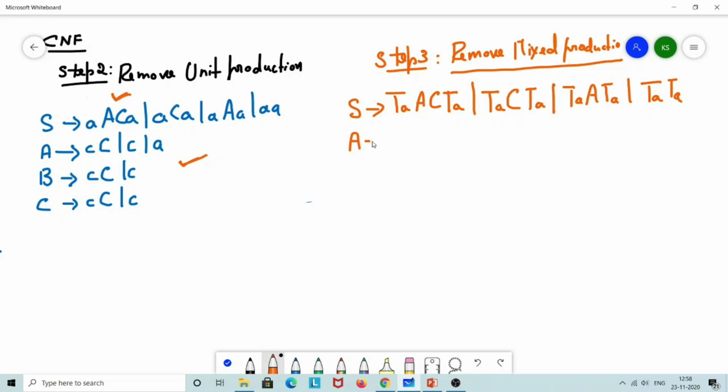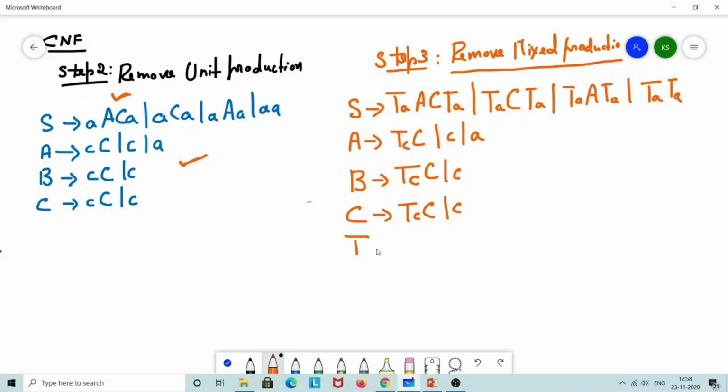Now with respect to A, c is replaced with TC followed by capital C, and this is not a mixture, so I'll retain it as it is. Same goes with B: B gives TC, capital C, or small letter c. And C also gives TC, C, or small letter c. Now there is no definition for TA and TC, so they have to be added at the end. TA is nothing but small a and TC is nothing but small letter c.